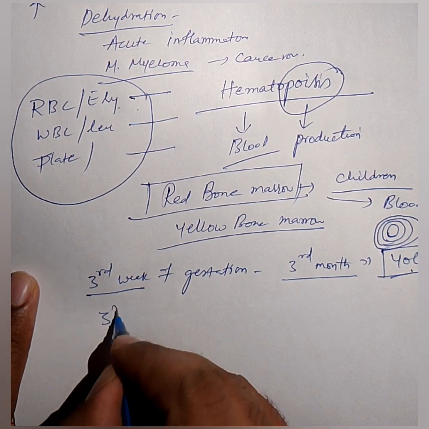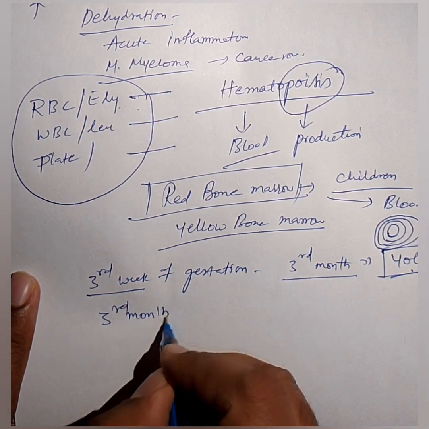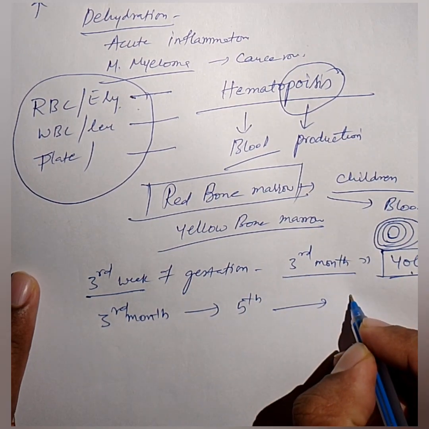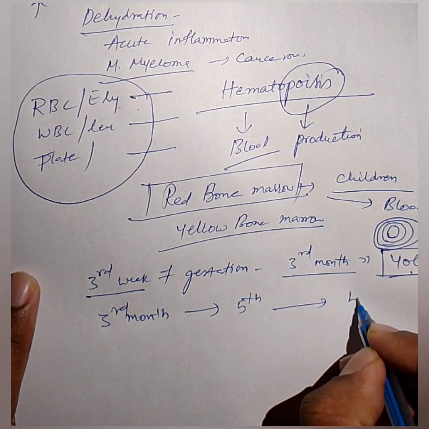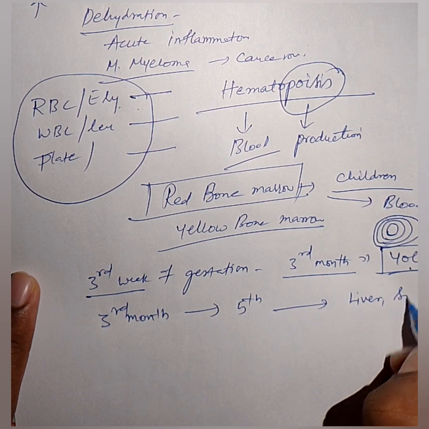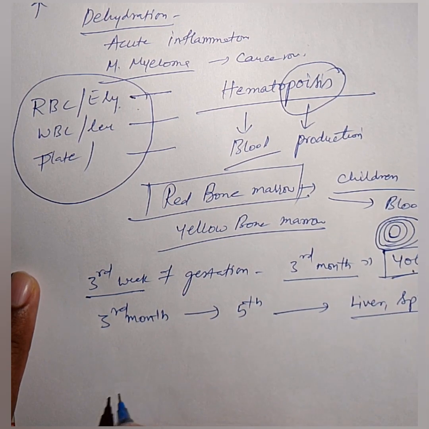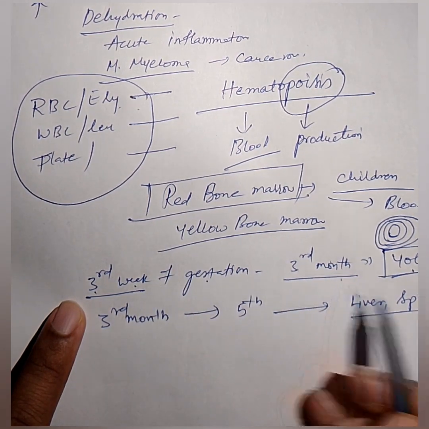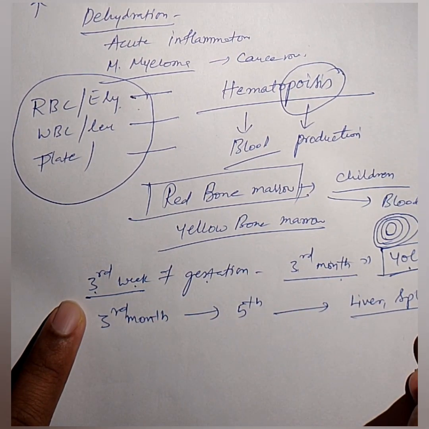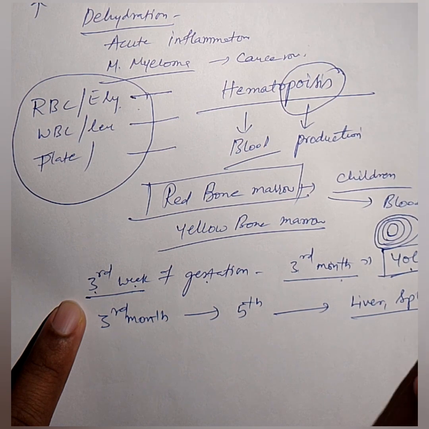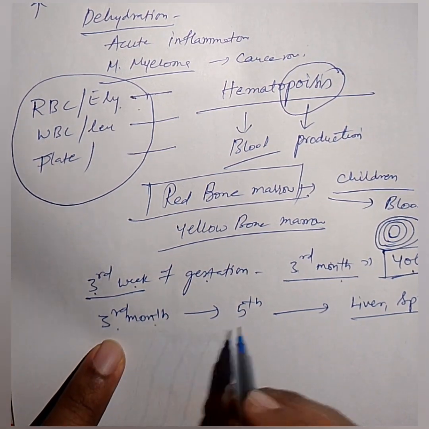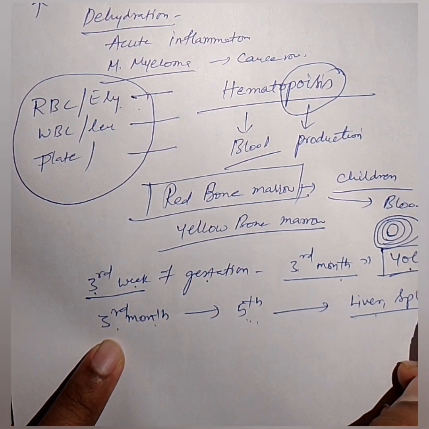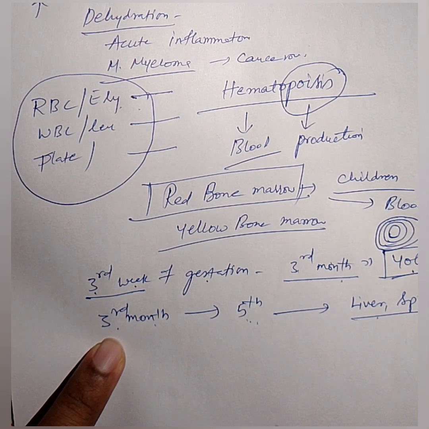From the third month of gestation to the fifth month of gestation, we have the liver. Liver and spleen will be producing the blood cells. Kindly remember, from the third week of gestation to the third month of gestation, the yolk sac will be functioning as the erythropoietic organ. From the third month to the fifth month of gestation, that is the intrauterine period, liver and spleen will be acting as erythropoietic organs.